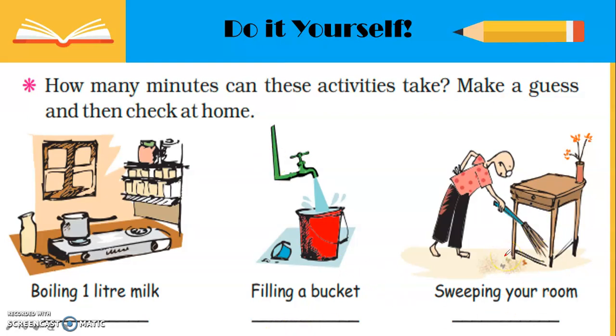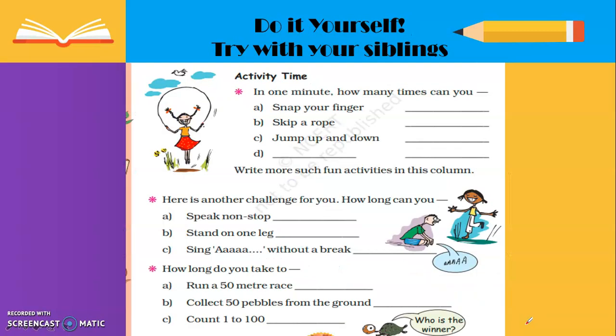And sweeping your room. This is also dependent on how big your house is. If your house is very big, then it will take some time. So how much time does it take you? Whenever you pick up the broom, look at the clock, then sweep, then pick up all the dust in the dustpan and put it in the dustbin, wash your hands, and then check the time to see how much time has passed. So now do it yourself.